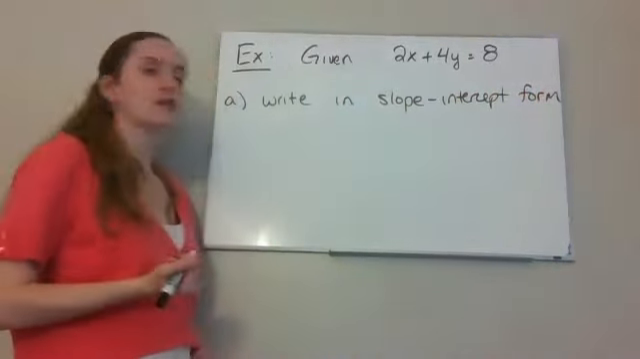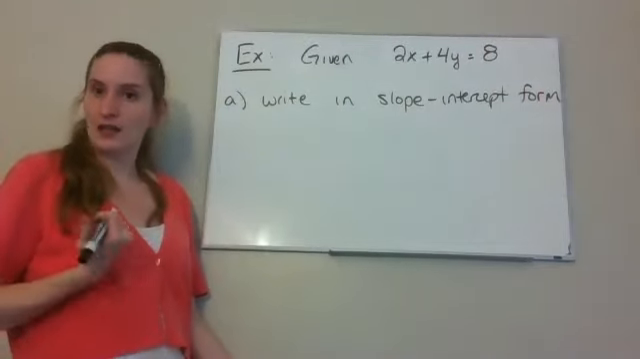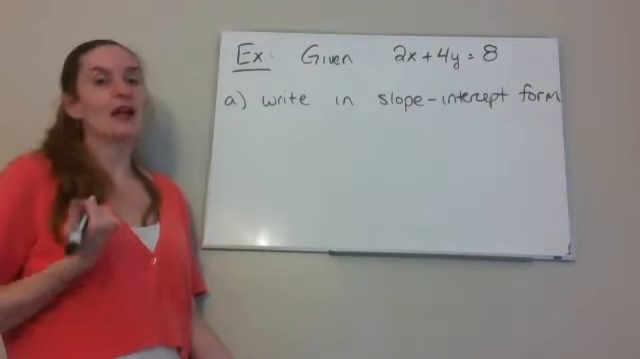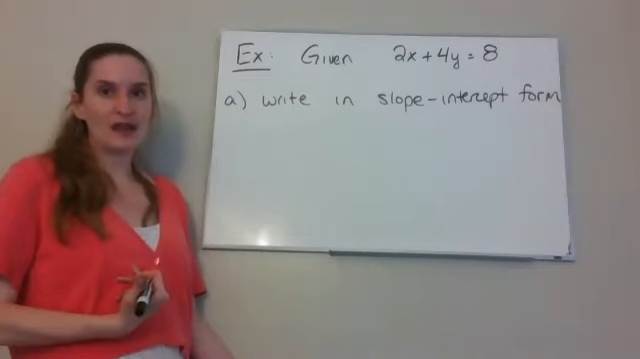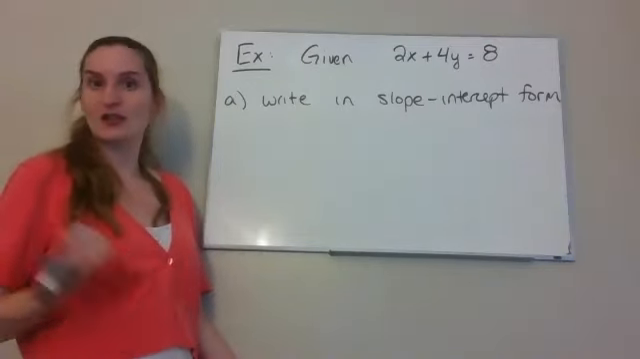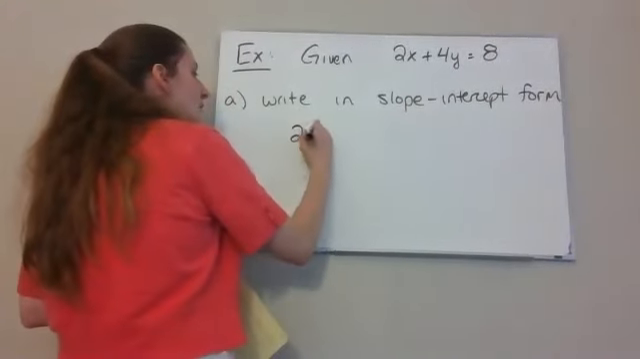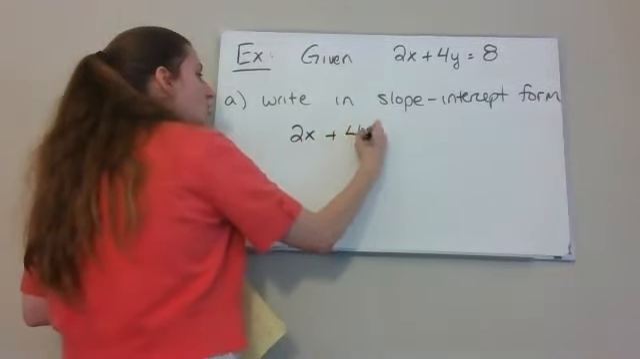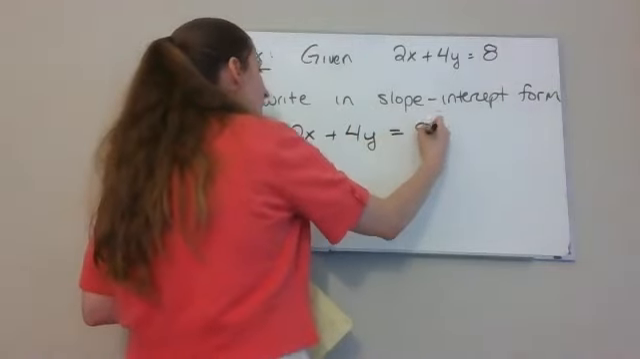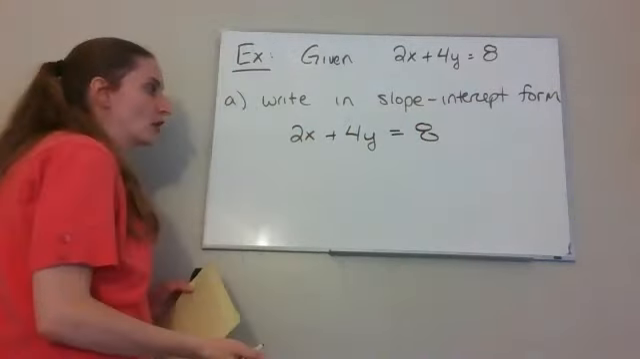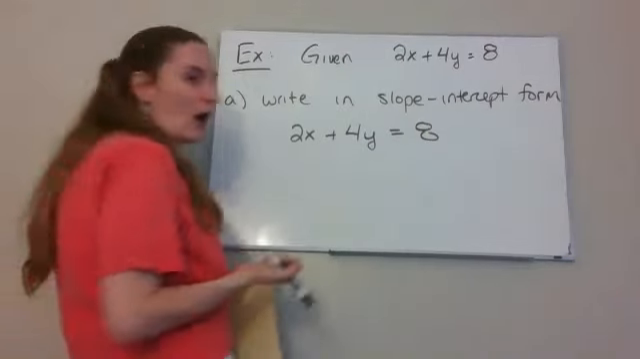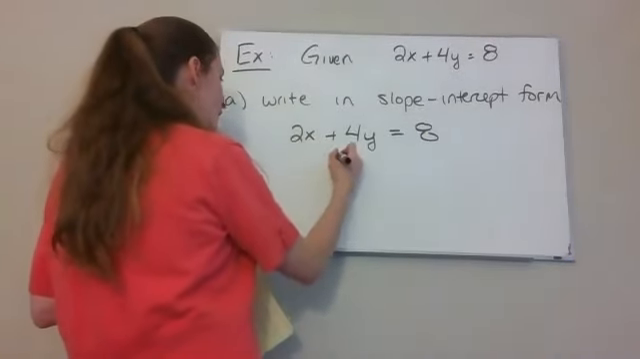So our slope-intercept form again is y equals mx plus b. That means we need to get y by itself on the left side of the equation to put this into slope-intercept form. So let me rewrite my linear equation, 2x plus 4y equals 8. This is in standard form. And I'm going to solve for y. So I'm going to subtract 2x from both sides.